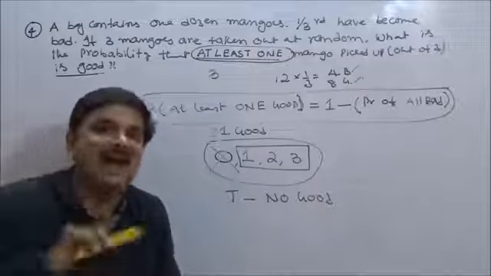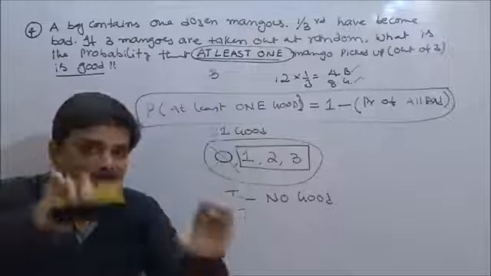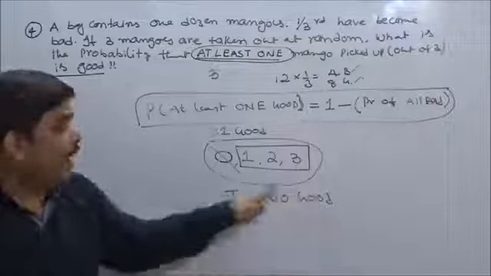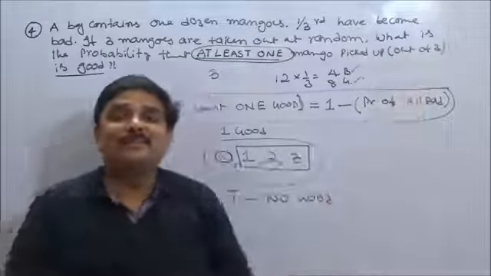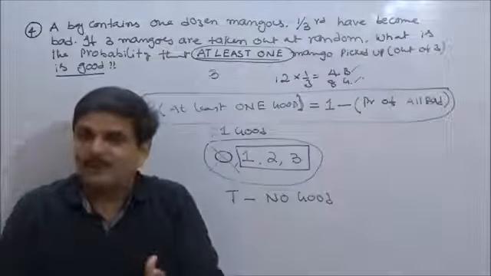What do you mean by total minus no good? All are bad. 0 good means everything is bad. So, total minus no good, or total minus all bad. This is the proof for that. Got it, student, right? Learn the concept in this way.